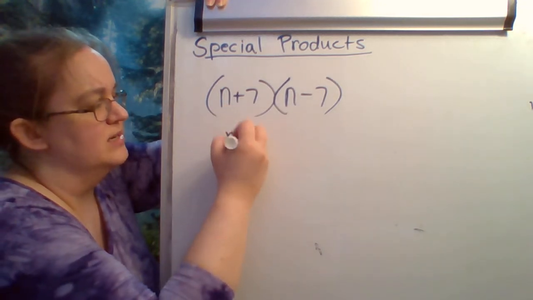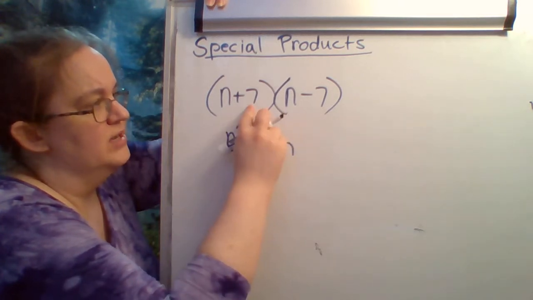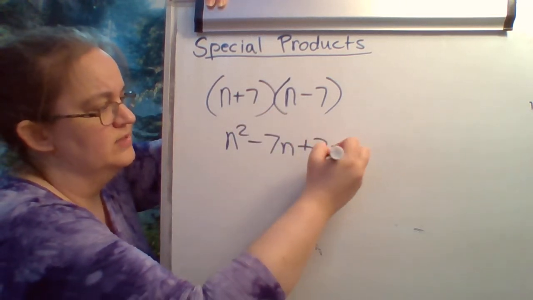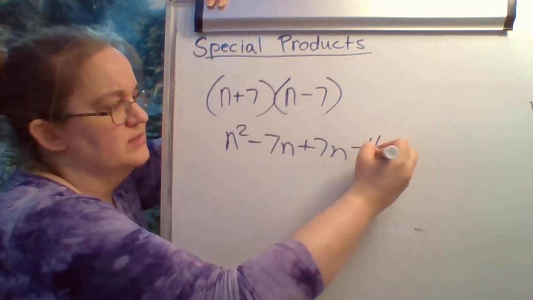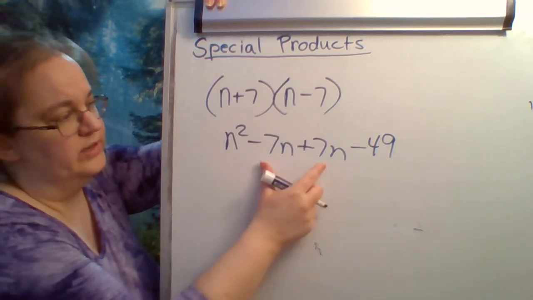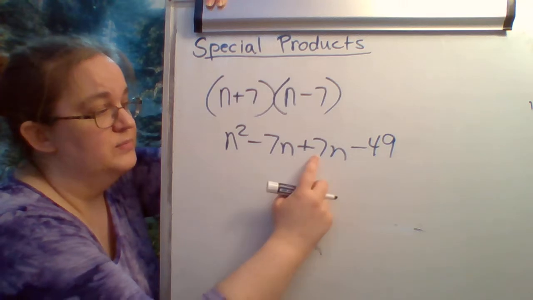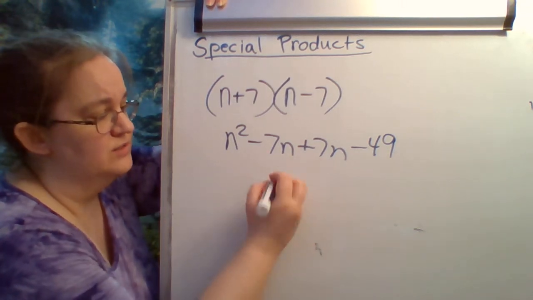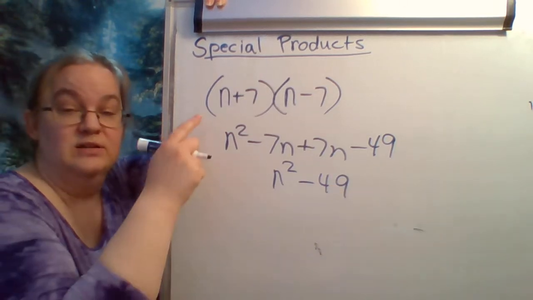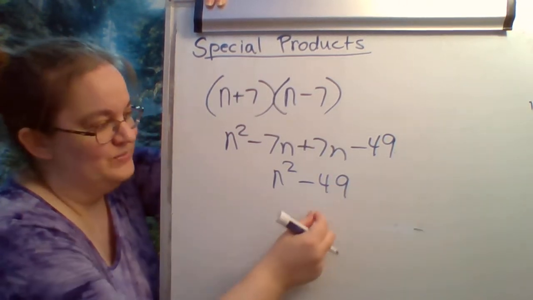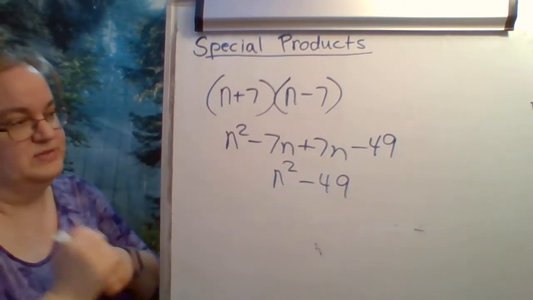n times n is n squared. n times minus 7 is minus 7n, plus 7n, because plus 7 times n. And then plus 7 times minus 7 is minus 49. Okay. When I combine like terms, I have opposites in the middle. Negative 7n plus 7n cancel out, so I'm just left with n squared minus 49. And that's why, in the product of a sum and a difference, the middle term just disappears, because they're the same things but opposites and cancel each other out.